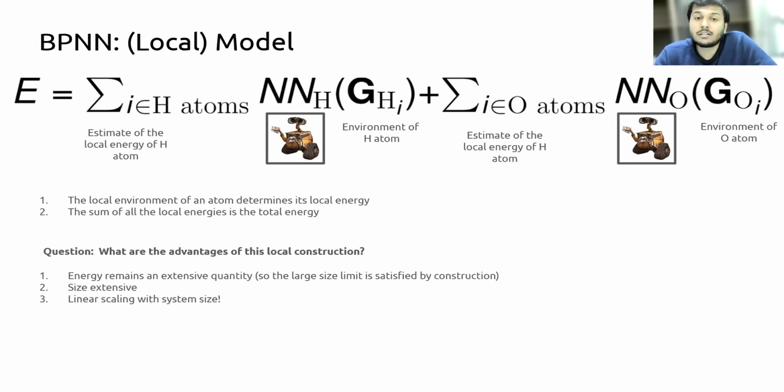And finally, the most important reason why this should work is the nearsightedness principle by Walter Kohn, that the density matrix of a particular atom will always decay exponentially with distance. Therefore, beyond a certain point in space, it will have a weakening effect on the electronic properties of the system. That motivates the use of these local models.